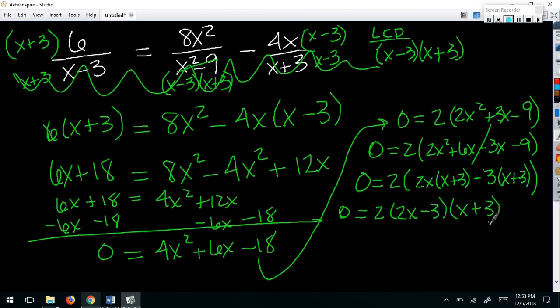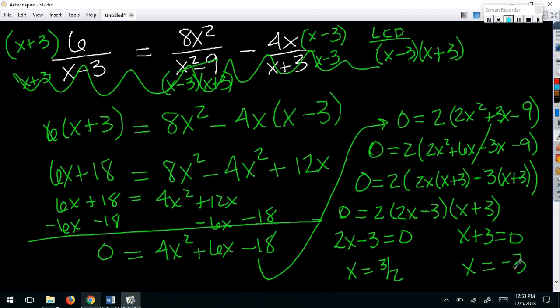Is anybody confused at this point? Yes. Everybody goes to 0 except, of course, the 2, because 2 is never going to equal 0 no matter what you do. Right, Cullen? 2x minus 3 equals 0, and x plus 3 equals 0, which means x could be 3 over 2, or x could be negative 3. Tell me what you think.